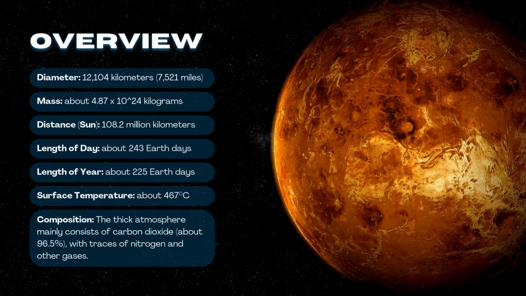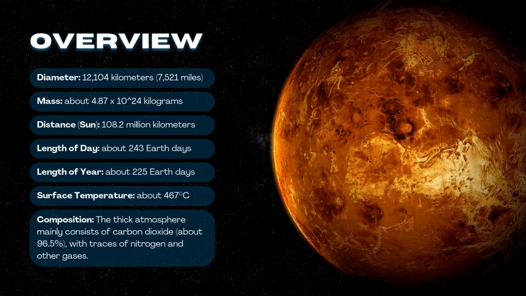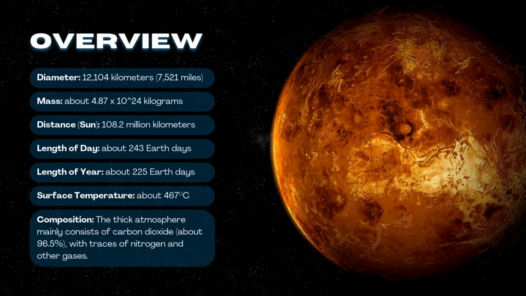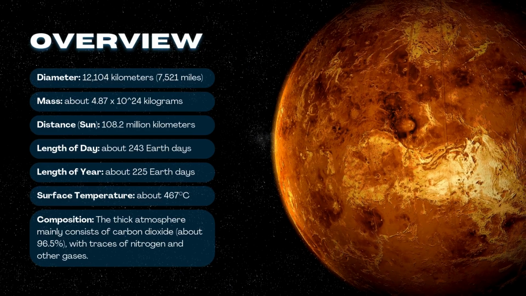Composition. The thick atmosphere mainly consists of carbon dioxide, about 96.5%, with traces of nitrogen and other gases.